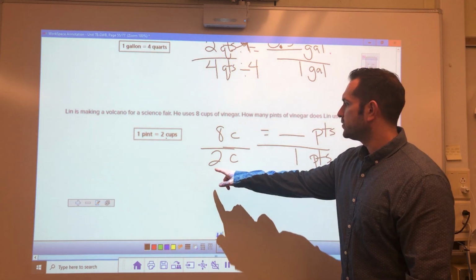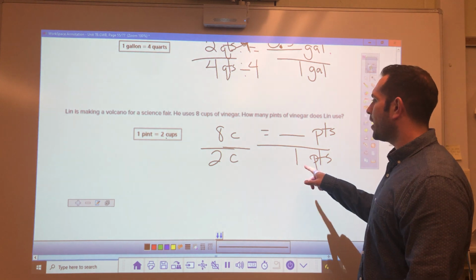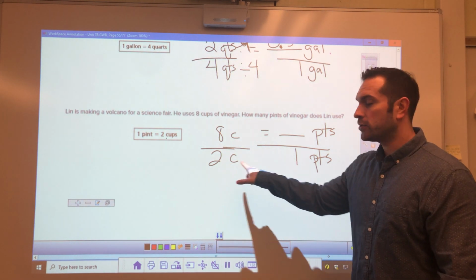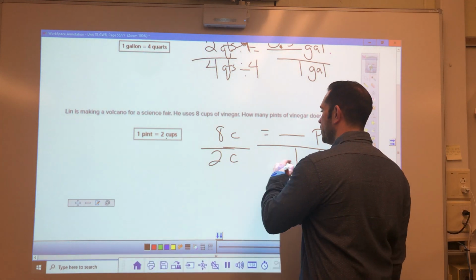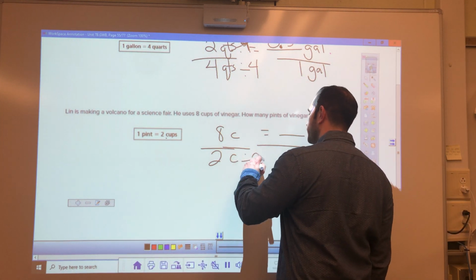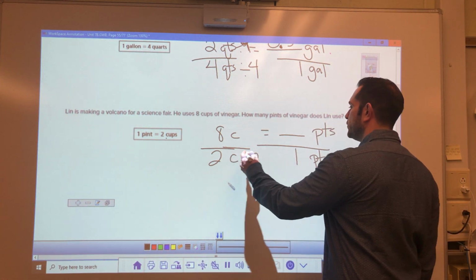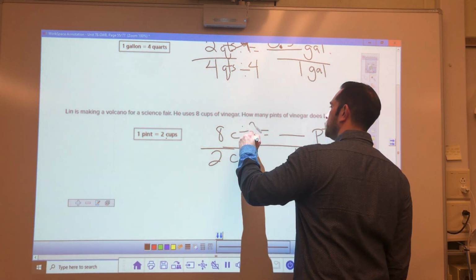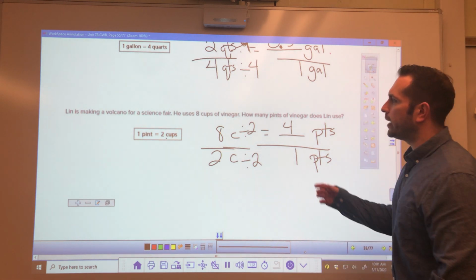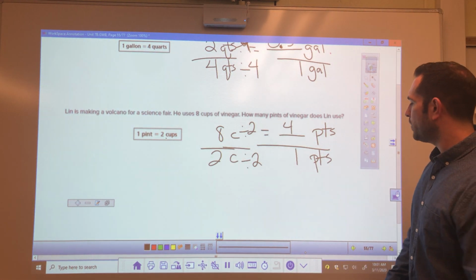Since this is a high number to a low number, you divide. So to get 1, you have to divide it by itself. So I divide by 2. 2 divided by 2 is 1. 8 divided by 2 would be 4. So 8 cups is equal to 4 pints.